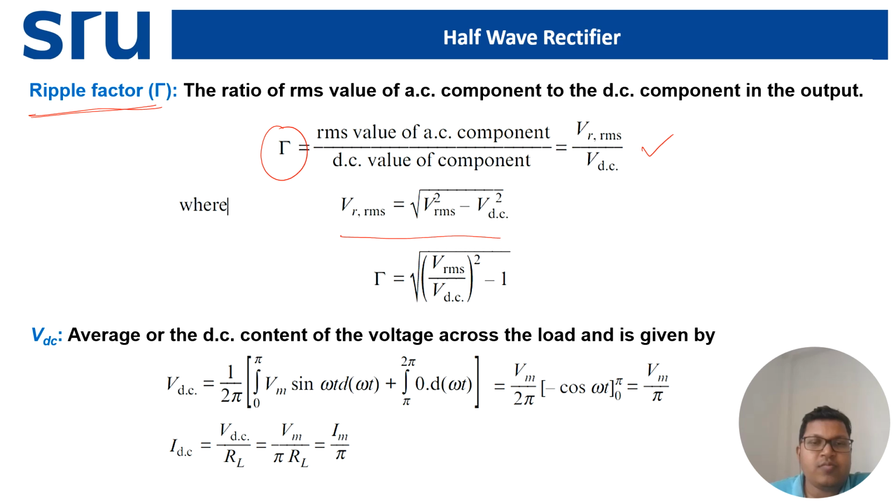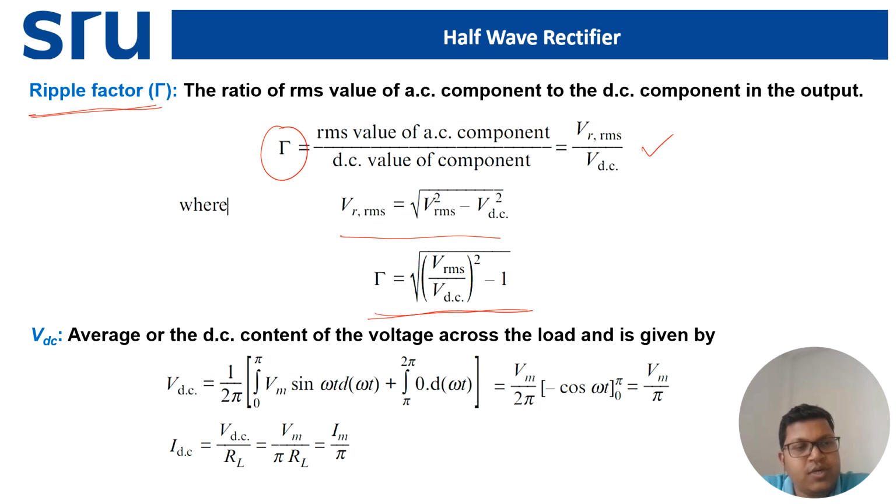Now the tau becomes root over (Vrms by Vdc) square minus 1. Because we just put this value here, the final equation for the ripple factor becomes like this. Okay, this is one parameter.